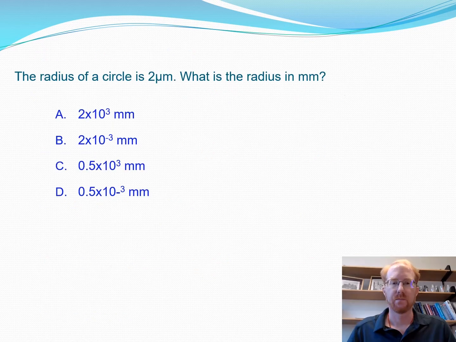All right, so let's try this question. The radius of a circle is 2 micrometers. What is the radius in terms of millimeters? So take a minute and go ahead and answer this one.